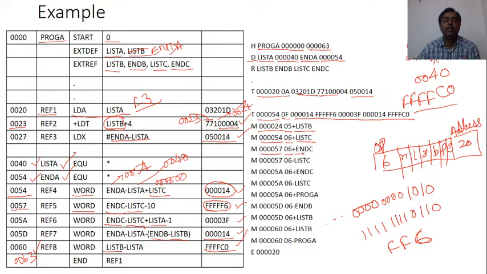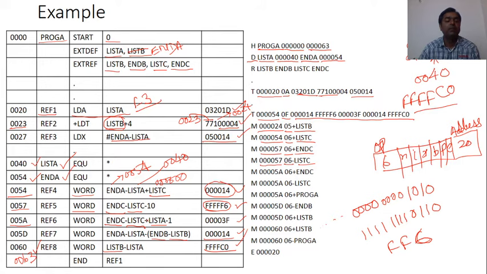06 plus end C. And in the next modification record, it is written at the same address 000057, 06 minus list C. Now consider the next instruction at address 005A. It is written as end C minus list C plus list A minus 1. Now you can see here, in this case, I have to add the value of end C, subtract the value of list C, and I am using here the relative value of list A.